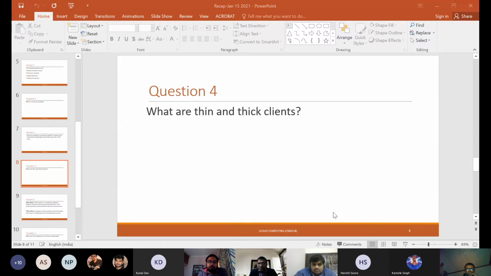Who will tell? So thin client, Soham. Soham not answering. Vivek. So let us do Harshit Sura. Harshit, you are muted actually. Harshit, you are muted.